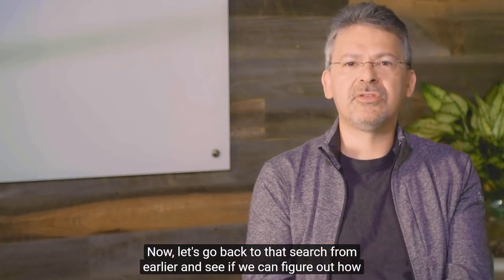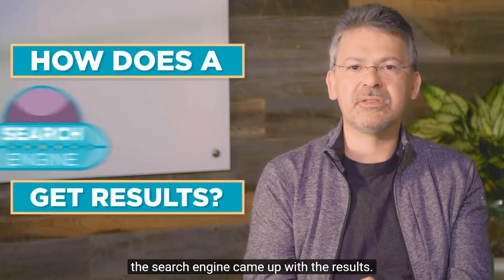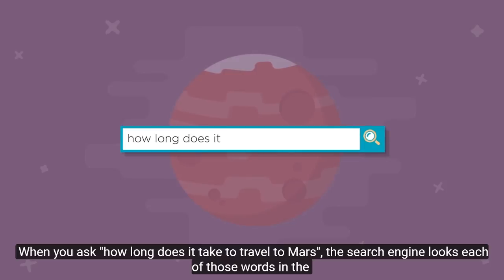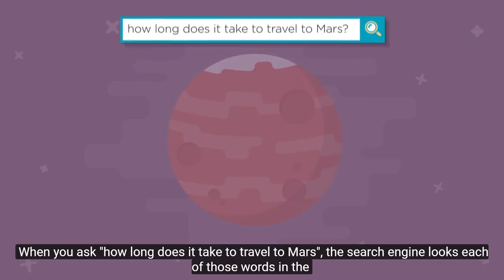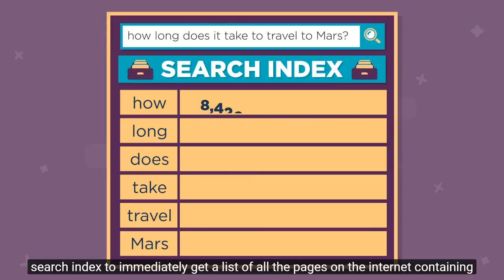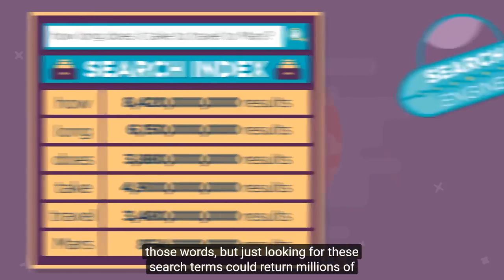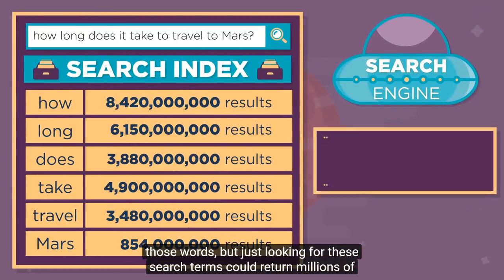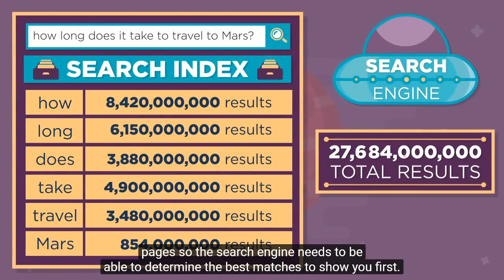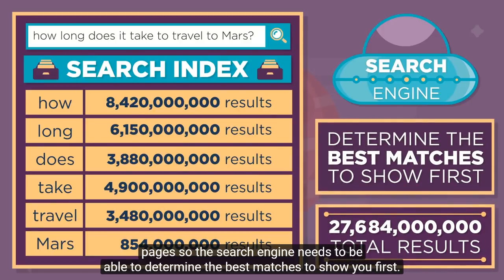Now, let's go back to that search from earlier and see if we can figure out how the search engine came up with the results. When you ask, how long does it take to travel to Mars, the search engine looks at each of those words in the search index to immediately get a list of all the pages on the internet containing those words. But just looking for these search terms could return millions of pages, so the search engine needs to be able to determine the best matches to show you first.